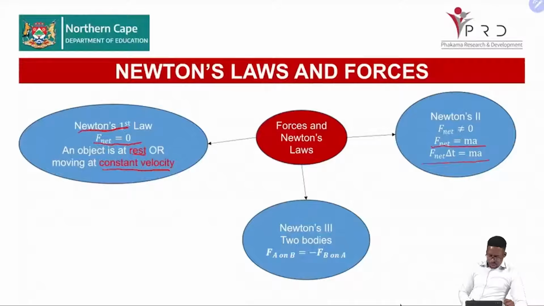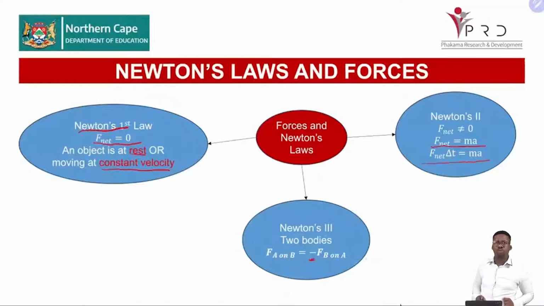And then Newton's third law, we are saying that when body A exerts a force on body B, body B will exert a force of equal magnitude on body A but in the opposite direction. So if F of A on B is 20 newtons, the F of B on A will be 20 newtons but in the opposite direction. So we have summarized question 2.